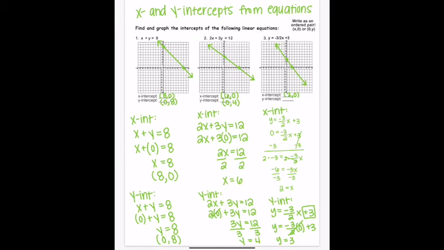So that is how you find your x and y-intercepts from graphs. And I forgot to write that this y-intercept would be 0, 3.